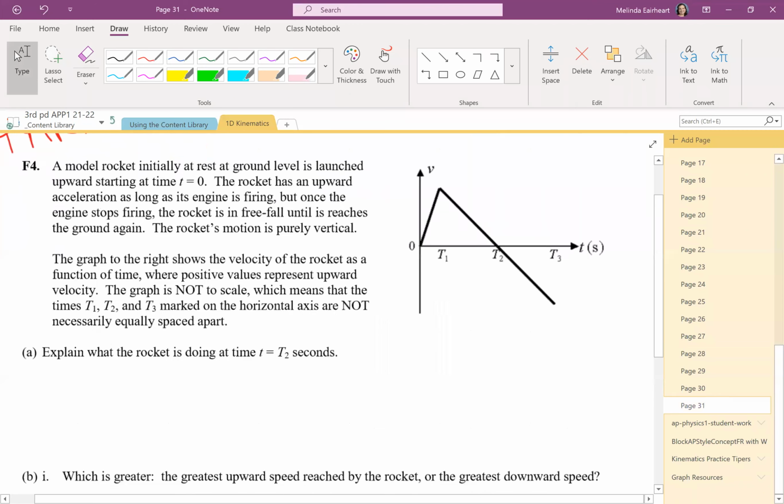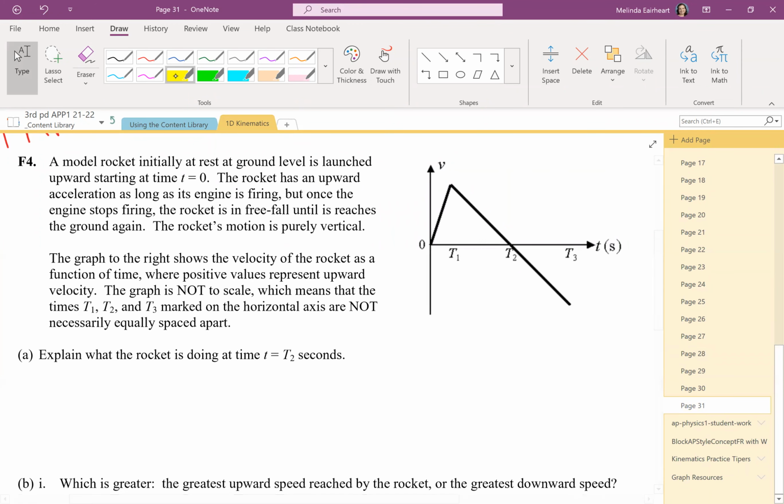Okay, F4. A model rocket initially at rest, at ground level, is launched upwards starting at time equals 0. So when the timer begins, it launches up. The rocket has an upward acceleration as long as the engine is firing. But once the engine stops firing, the rocket is in free fall. By the way, AP problems usually don't say, once the rocket engine stops firing, it's in free fall. They'll just say something like, and it quits firing at 5 seconds or something. And you have to know that if the engine's not firing, it's in free fall until it reaches the ground again. So this is going to be a ground to ground. It's going to go up, straight up, by the way. That's the next sentence. It's purely vertical.